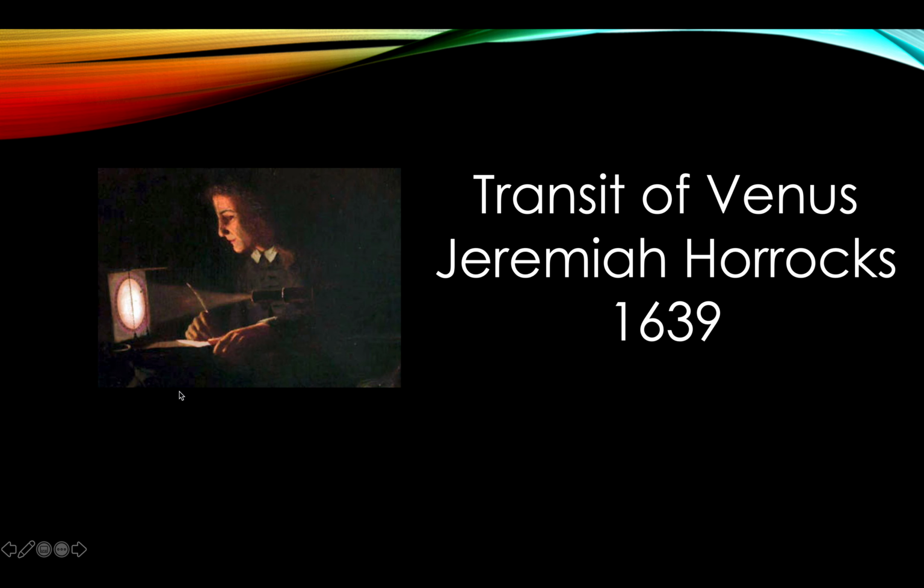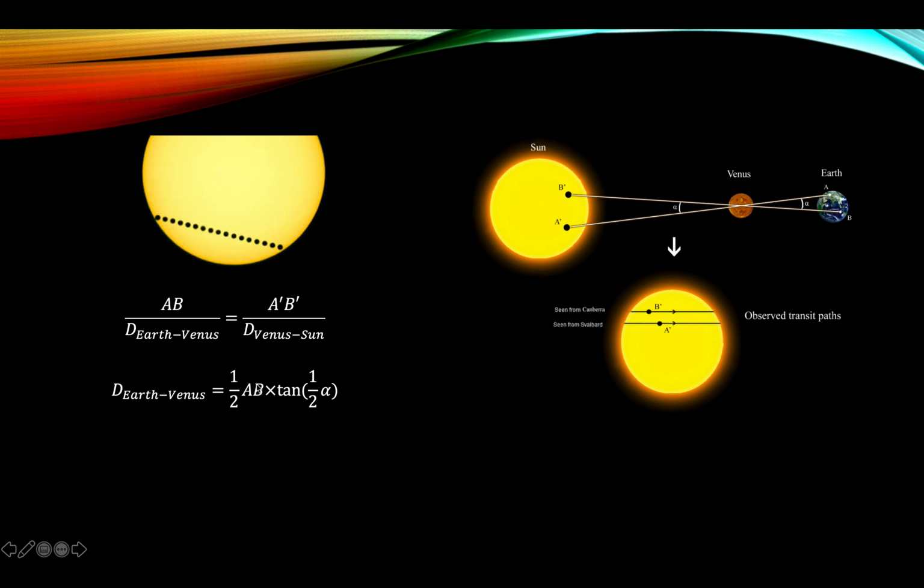Here is a paper, and the essence of this method is that Jeremiah Horrocks cooperated with other observers to record the transit of Venus from different locations on the Earth. For example, the A and B in the graph represent two observers who recorded the same transit event.